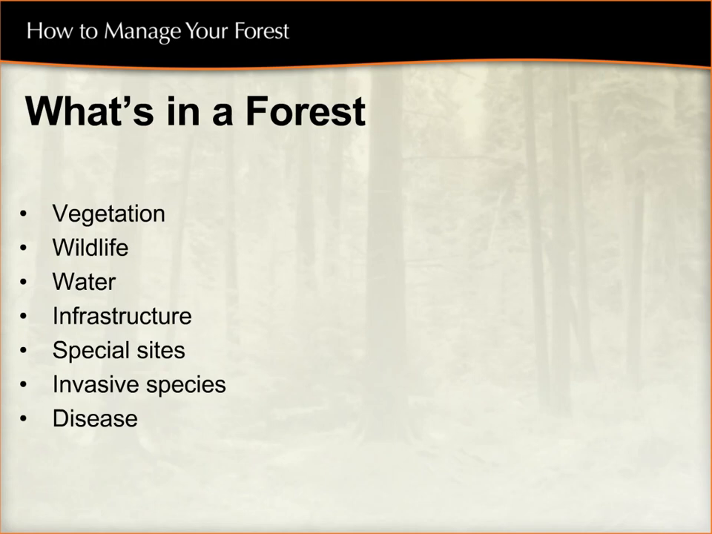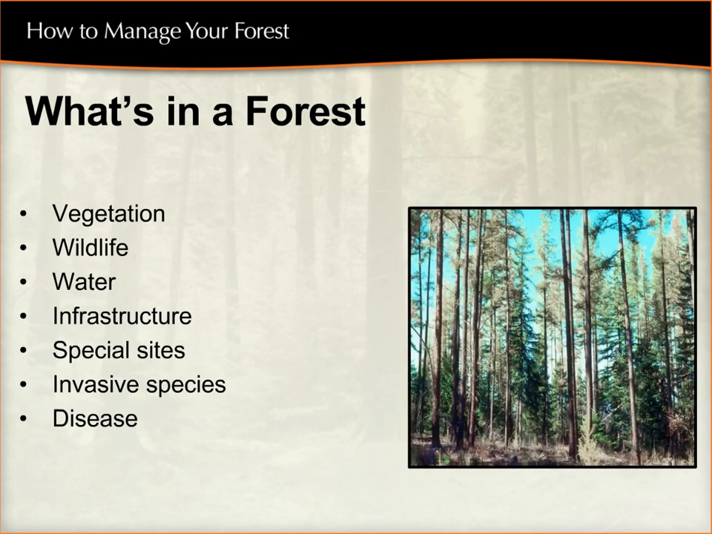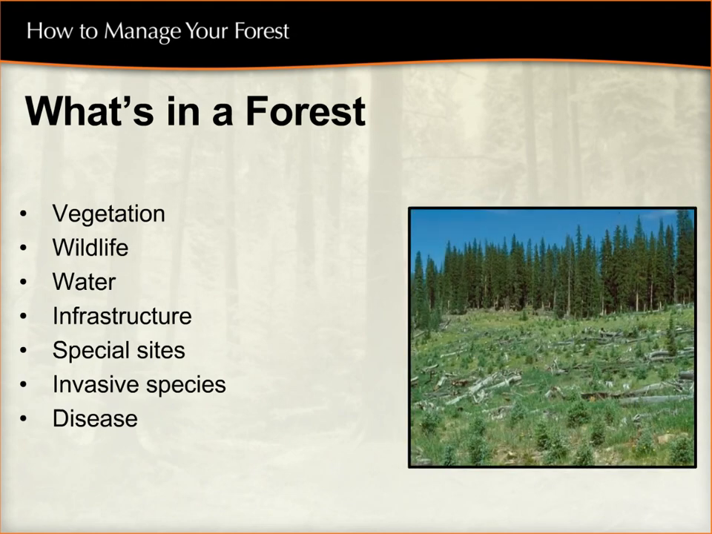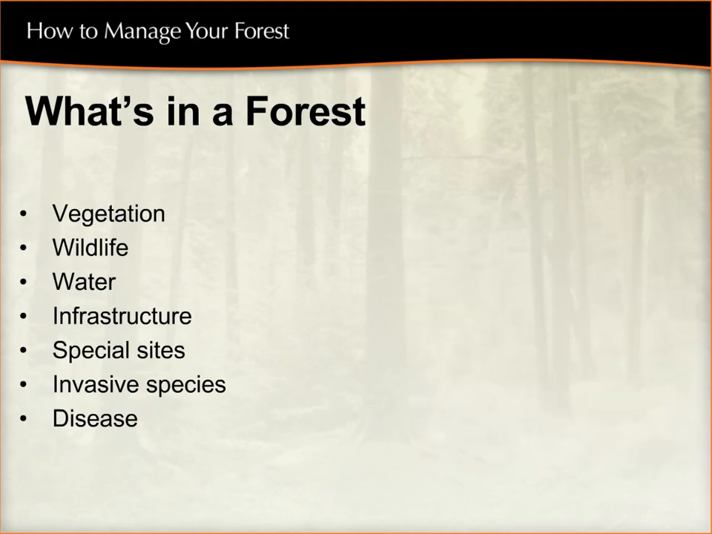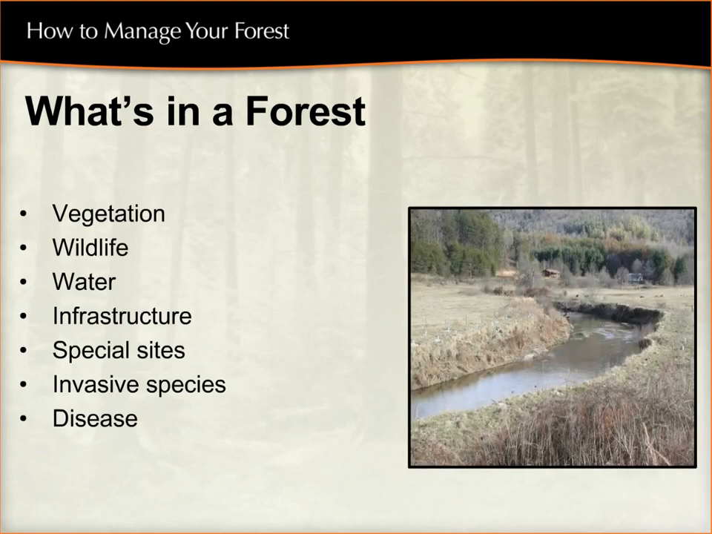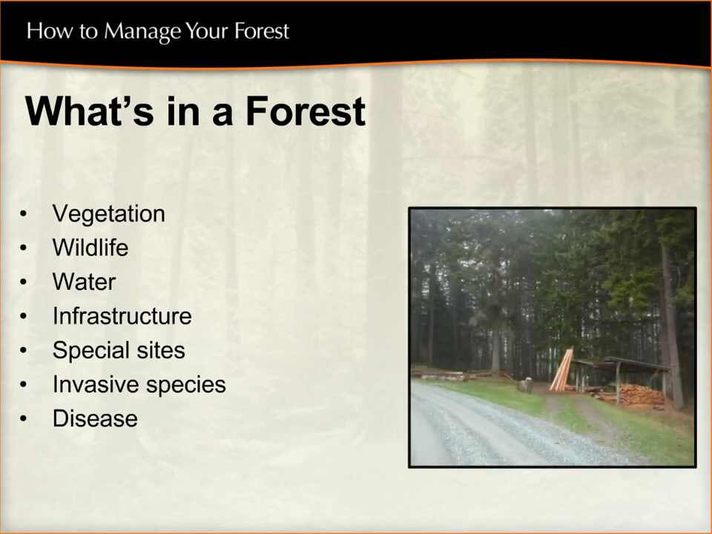So, what do I mean when I say a forest inventory? Basically, an inventory is simply an account of what you have out in your woods. This could include things like the vegetation, whether that's mature timber or young growing trees, or even understory vegetation. It would also include wildlife, water features like streams and ponds. You might also want to include in your inventory the infrastructure that helps you manage your woods. This would be things like roads, trails, culverts, etc.